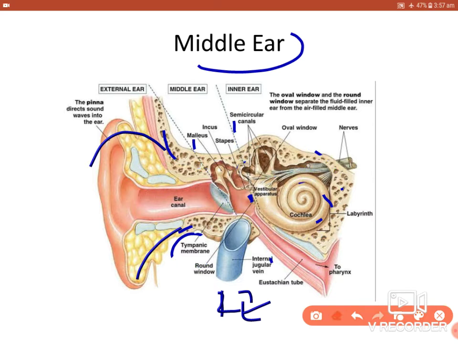Then the floor of the middle ear. Here this part is the floor. The anterior of this middle ear is related to the eustachian tube, or the pharyngotympanic tube, which connects the middle ear to the nasopharynx. So this middle ear looks like a rectangular box, and also it is an air-filled region. It lies medial to the tympanic membrane and lateral to the promontory.